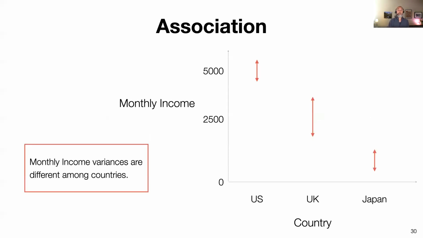Nonetheless, so association in this case is like country and a numerical. Monthly income is numerical and country is categorical. So category and numerical. Maybe instead of calling it correlation, let's call it association. When the country changes from US to UK or Japan, the monthly income changes, and there's a variation to it, right? It's not one single value, but once you know the country, you can see, hey, this is the range for the monthly income.